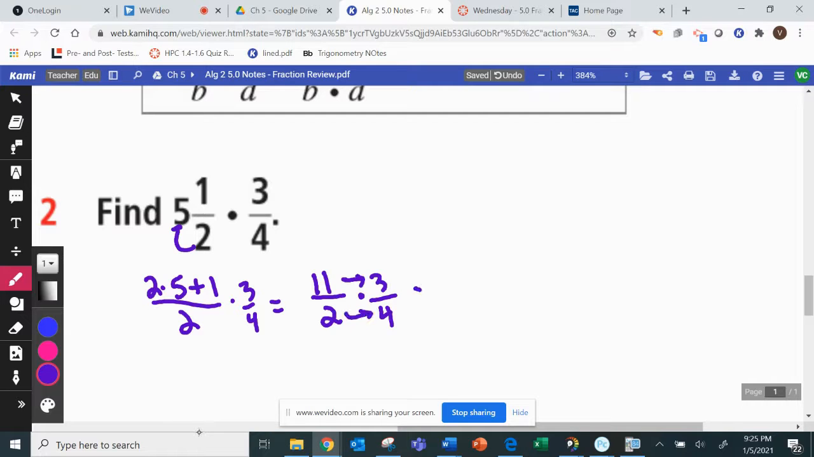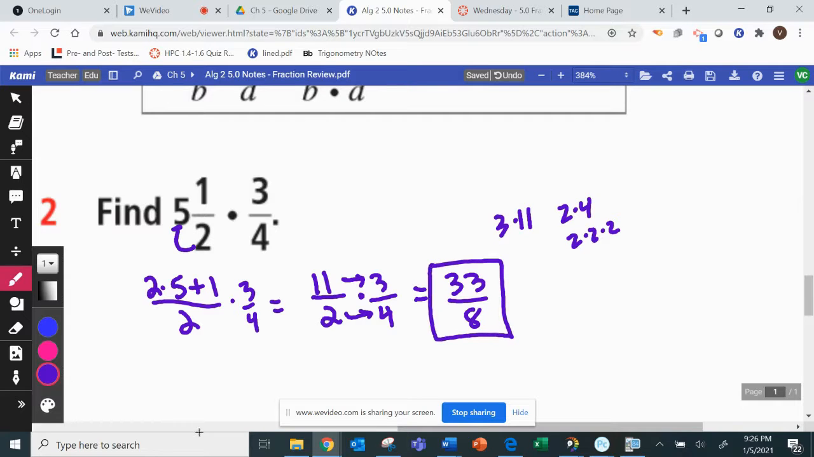Multiplication, we go straight across. 33 over 8. And we think about the factors of 33, like 3 times 11. We think about the factors of 8, like 2 and 4, or 2, 2 and 2. And none of these factors are the same. So we can't factor out a number and cancel it. This would be our final answer. You could change it back into a mixed number form, but we're going to be typing these answers in Canvas, so please just leave it as improper.